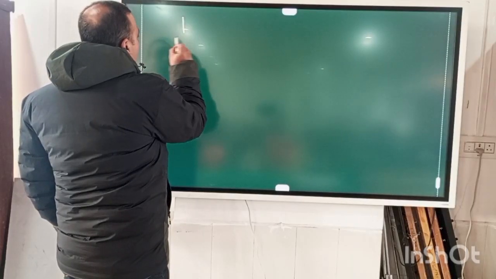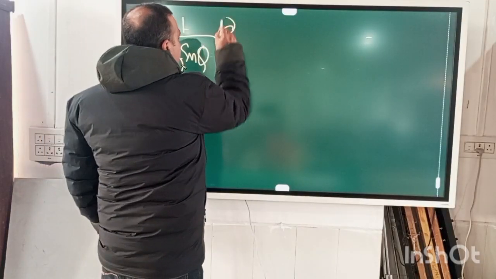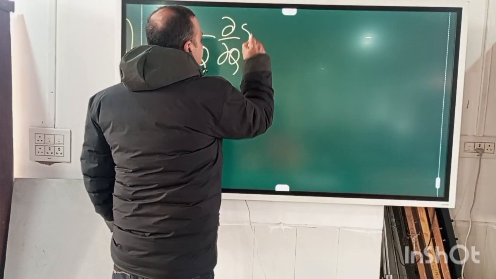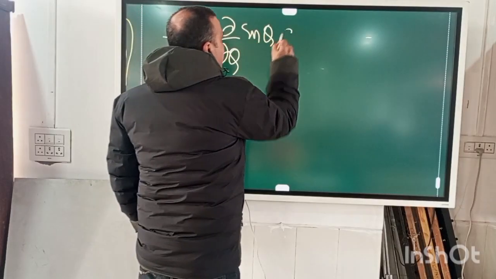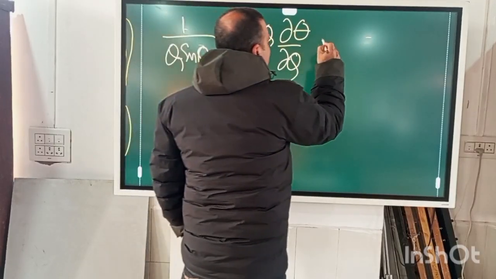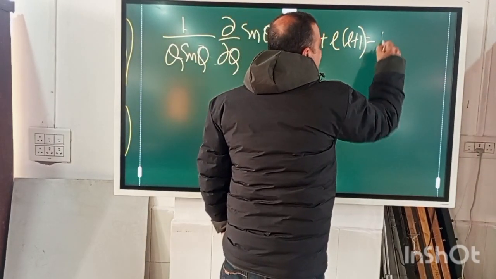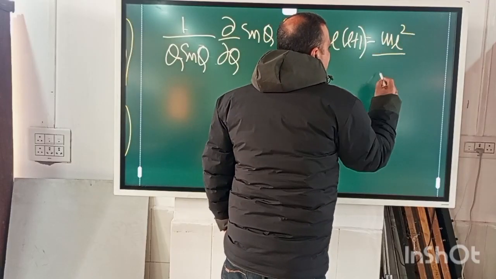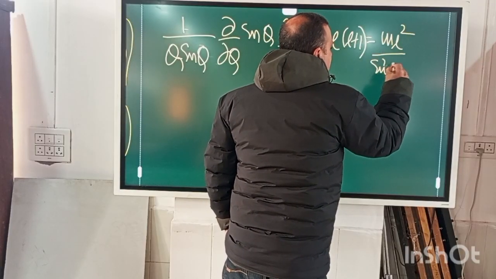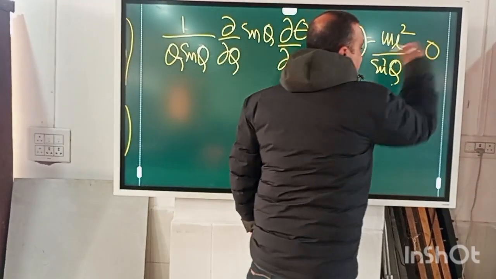I think it was, you can check it, it was 1 by sine theta, then d by d theta of sine theta d theta by d theta, and then plus L into L plus 1, then minus M L squared by sine squared theta. This is equal to 0.